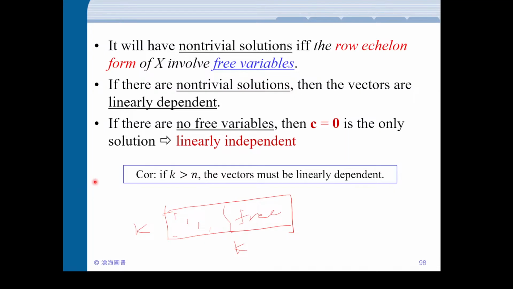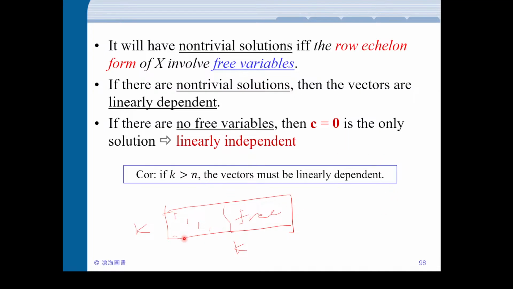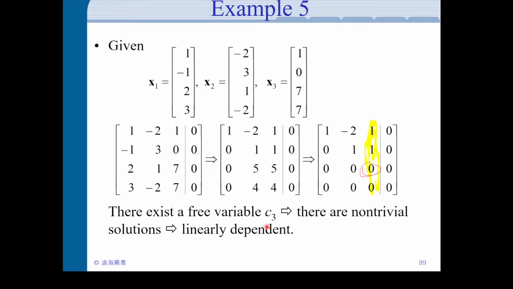And then we also have a corollary here. If the number of vectors is more than the dimension of your space, Rn here, then your vectors must be linearly dependent, because when you go into row echelon form, there must be some free variable. Sorry, wrong writing here, this should be n here and k here. So if k is bigger than n, and you think about what the row echelon form should look like, you must have some free variable in between.